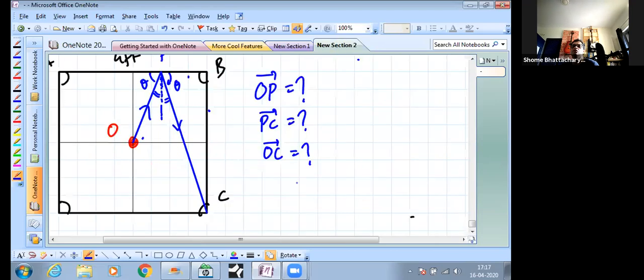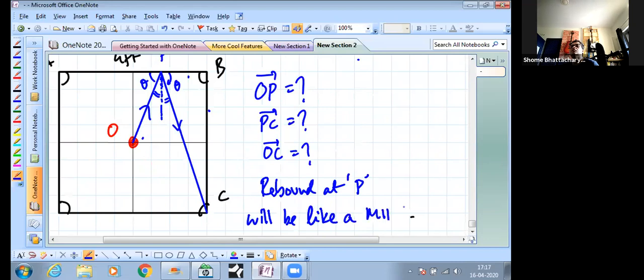So the collision or the rebound at the point P will be like a mirror reflection. That is the little trick that we are using. Just imagine this part here is like a mirror, and this is a beam of incident light and a beam of reflected light. So that's why these two angles will be equal.